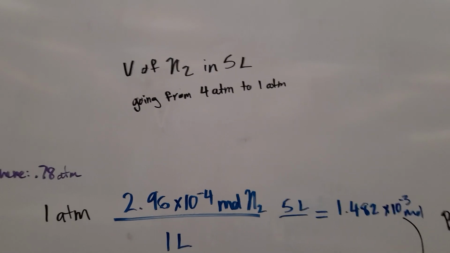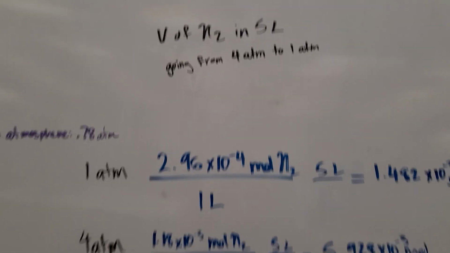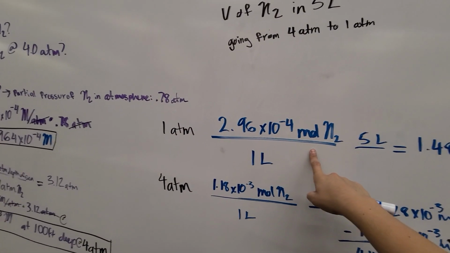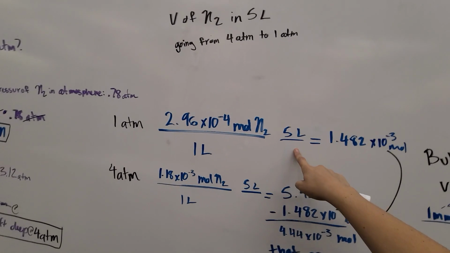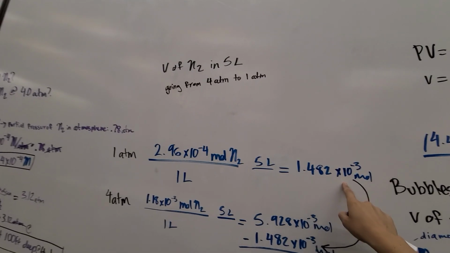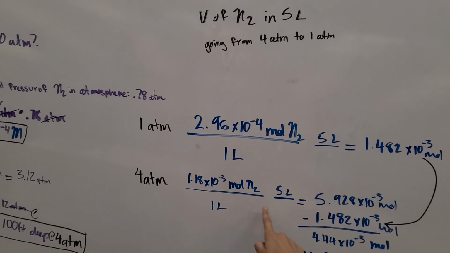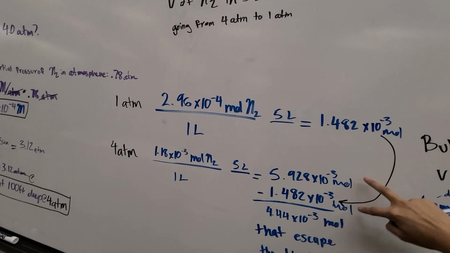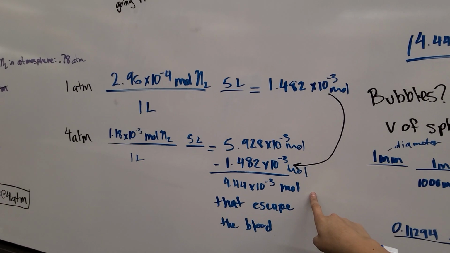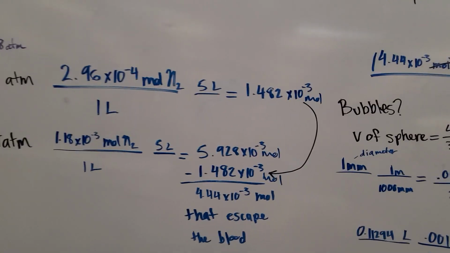So next question is asking the volume of dinitrogen in 5 liters going from 4 atm to 1 atm. So we have the moles of dinitrogen, and we multiply that by 5 liters because we're trying to get it in 5 liters. And then that is the number of moles we get. We do the same thing for the moles at 4 atm, multiply it by 5 liters, find the difference between 4 atmospheres and 1 atmosphere, and we get 4.4 times 10 to the negative 3 moles. These are the amount of moles of N2 that escape the blood.